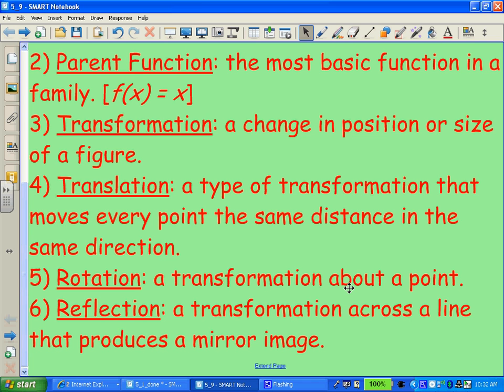So there's three types of transformations that change the position of a figure. The first one is a translation, and that is when every point is moved the same distance in the same direction. So it's kind of like a slide, you might have heard it called. A rotation is when you take the figure and you turn it around a point. And then a reflection is just like a mirror image of the figure across a line. So we're going to be looking at all three of those transformations and how changes in the equation of a line affect the graph of the line.